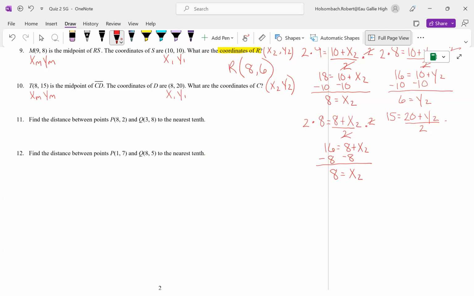For our Y sub 2, we're going to multiply both sides by 2. The 2's cancel. 2 times 15 is 30 equals 20 plus Y sub 2. And then subtract 20 from each side. And 10 is equal to Y sub 2. So our coordinates of point C are 8, 10.